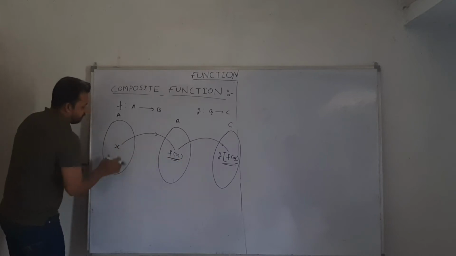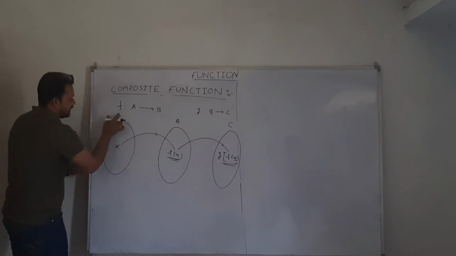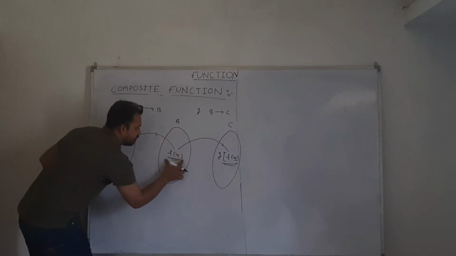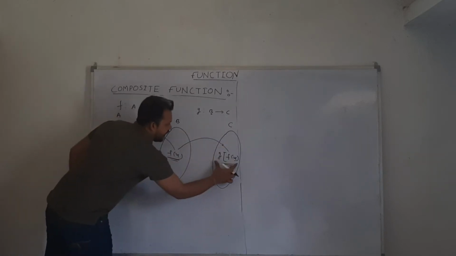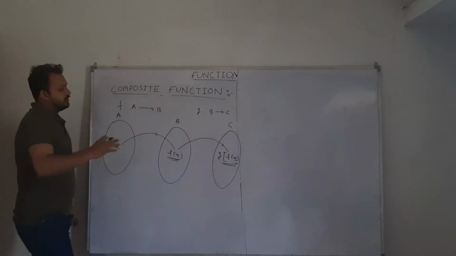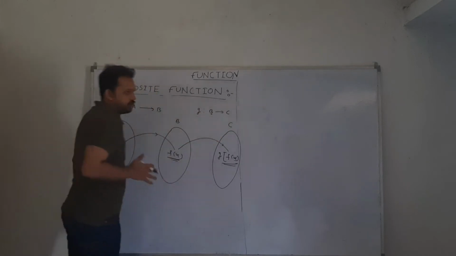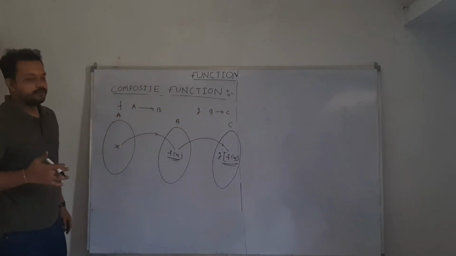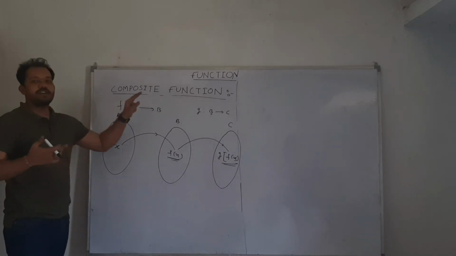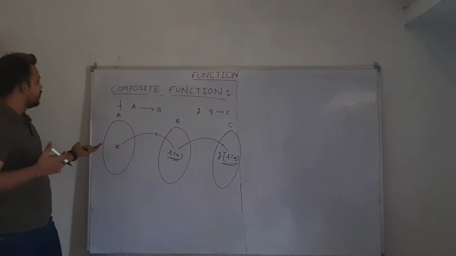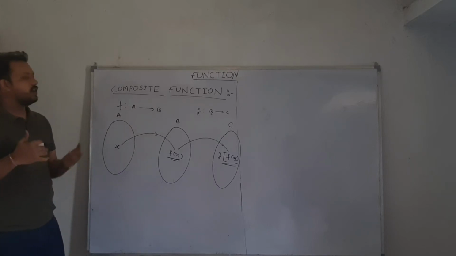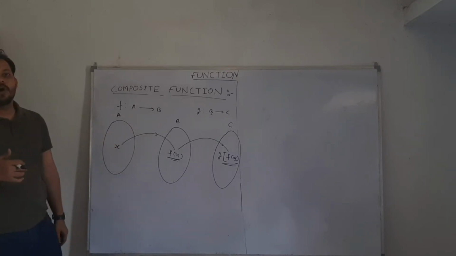This type of function, when we put a value from one set, we get the value of the function, and this value will act as an element, and then we get another value by using the second function. In the same way we can use a third function also. So this type of function is called a composite function. Now we made a composition of functions, we combined two or more functions. So this is called composition of functions.